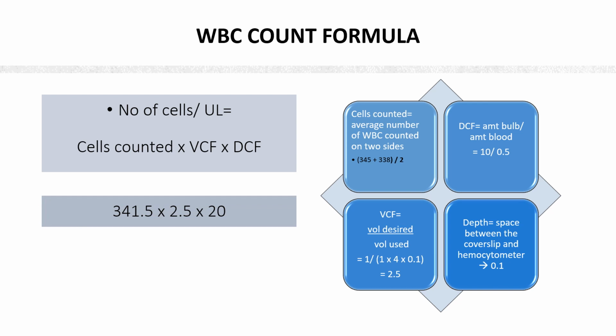The values then become 341.5 times 2.5 times 20. Our answer is still 17,075 per microliter.